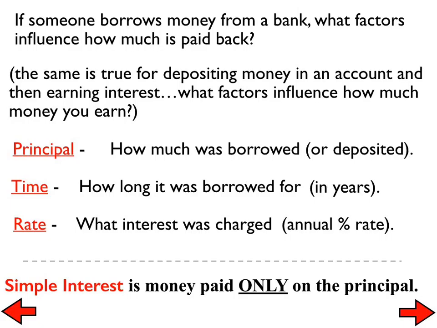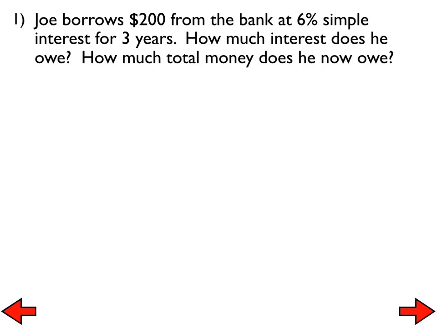So number 1, Joe borrows $200 from the bank, and he has to pay that money back, right? He's borrowing that money. But since he's borrowing it from a bank, which is a business, they need to make some money off of you, right? It costs money to borrow money. That money that it's costing you is called interest. So this bank is charging 6% interest, and he's borrowing that money for 3 years. I want to know how much that interest is, the money he owes to borrow the $200, and what the total money is, which is including the $200.